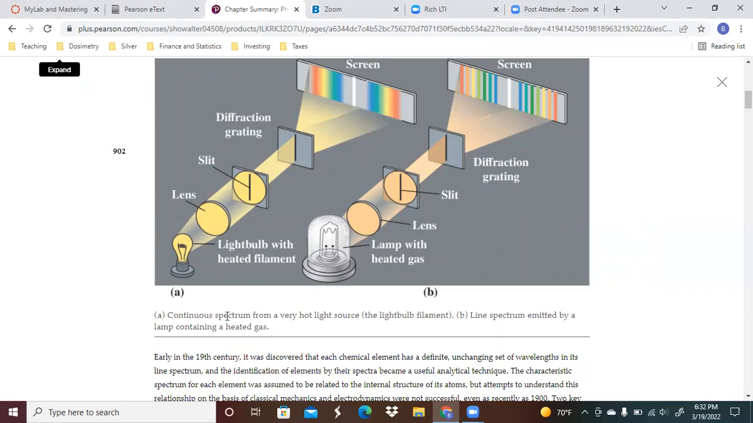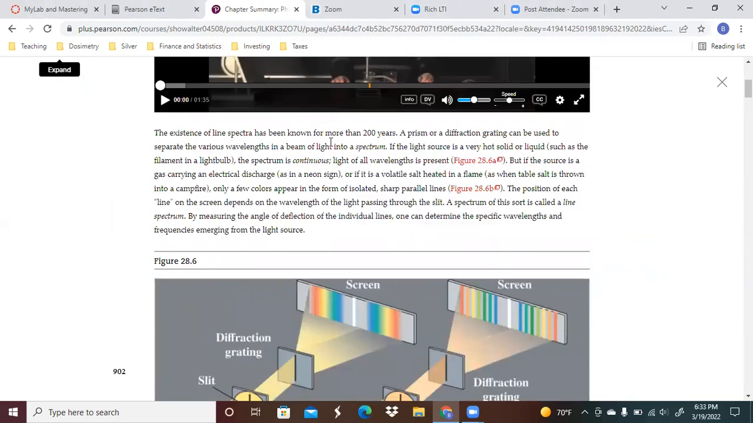Okay, so you've got a continuous spectrum from a very hot light source. In this case, it's a light bulb with a heated filament, a lens, a slit, and a diffraction grating, and then you see a whole host of lines out here. You've got a lamp with a heated gas, and you can see the lines are split a little more finely out here. We've known that there are line spectra here for a couple of centuries.